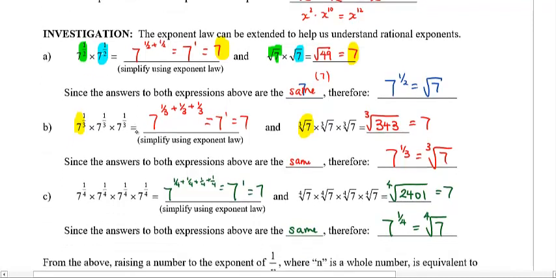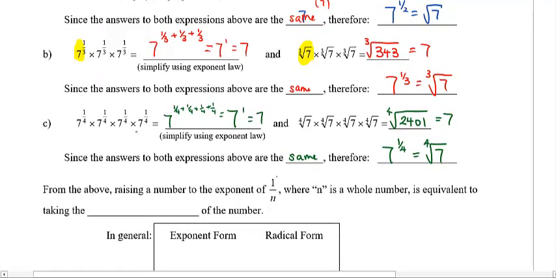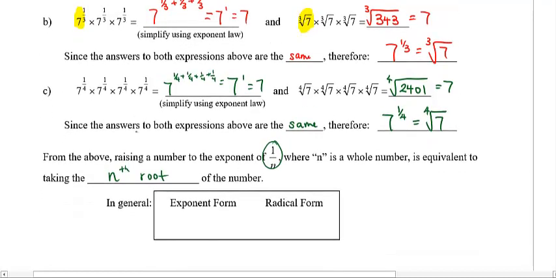So, when we have fractional exponents, that's always a numerator of 1 over n, where n is a whole number. That's equivalent to taking the nth root of the actual number. So the exponent form, if it was x to the power of 1 over n, is equivalent in radical form, the square root form, to the nth root of x. Okay? It's in a box, so it's important. That's the key idea for today.